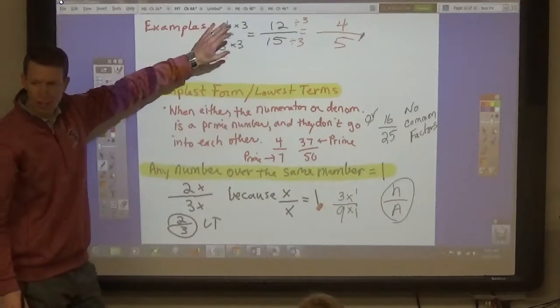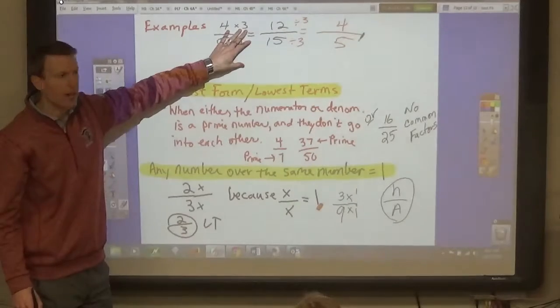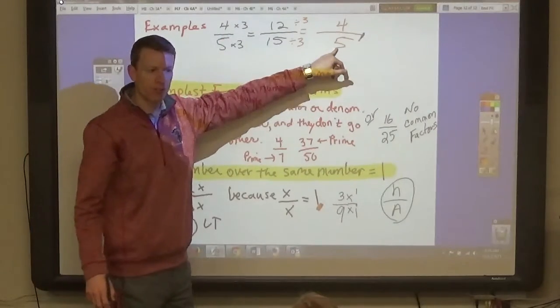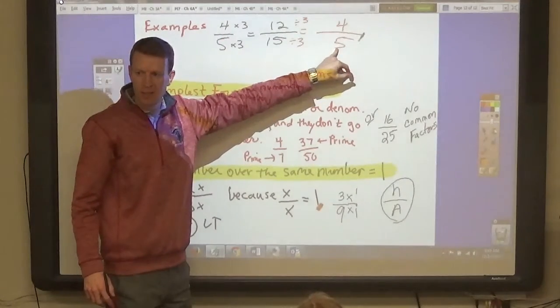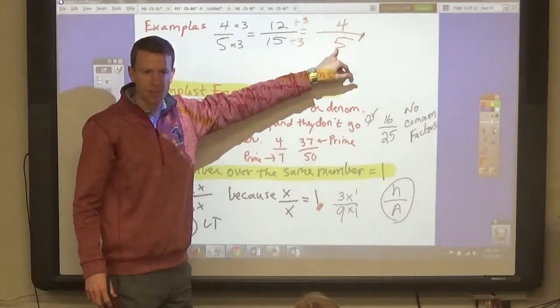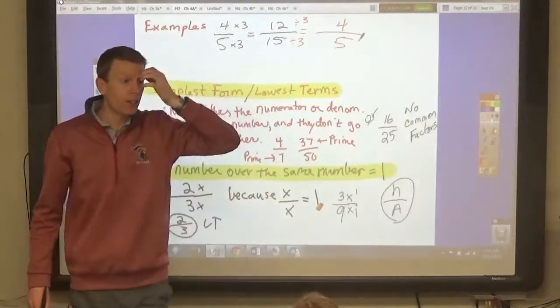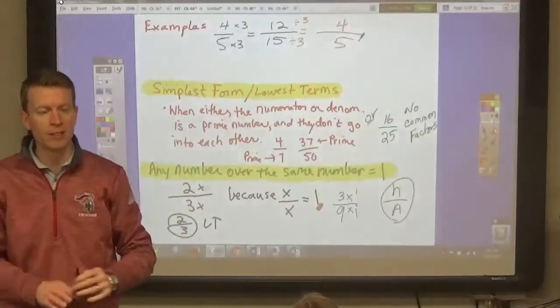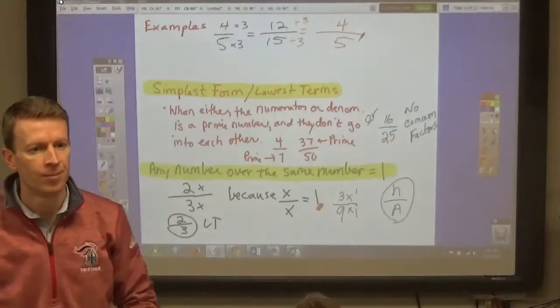You see how you're working backwards? Now, is 4/5 in simplest form? Yes. And why do you know that? How do you know that 4/5 is in simplest form, Kaden? 4 can't go into 5.